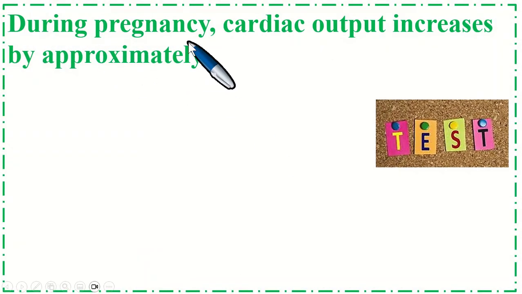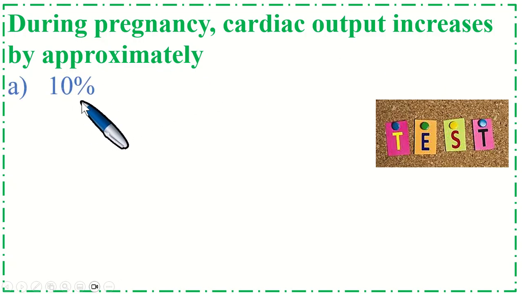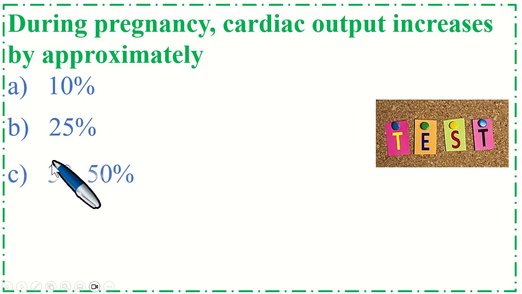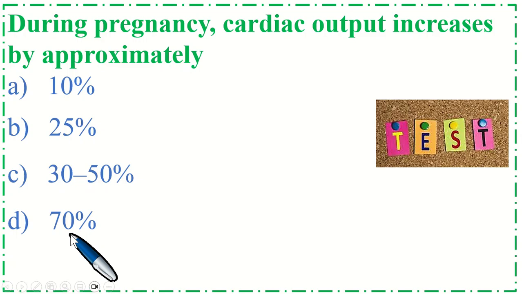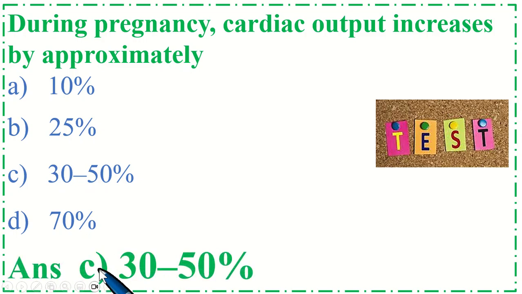During pregnancy, cardiac output increases by approximately option A 10%, option B 25%, C 30 to 50%, and option D 70%. So the correct option is C 30 to 50%.